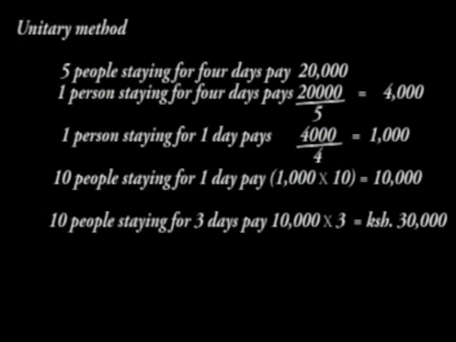Using the unitary method, 5 people staying for 4 days pay 20,000. One person staying for 4 days will pay 20,000 over 5. One person staying for 1 day pays 4,000 over 4, which is 1,000. 10 people staying for 1 day pay 1,000 times 10. 10 people staying for 3 days pay 10,000 times 3, which gives us 30,000.